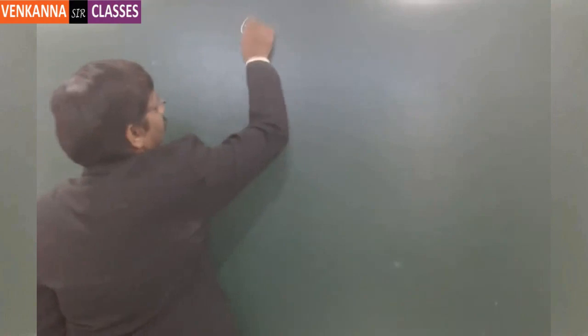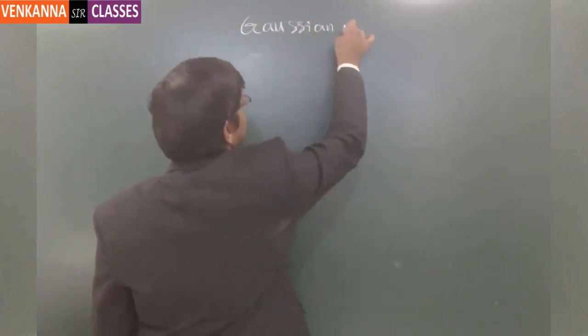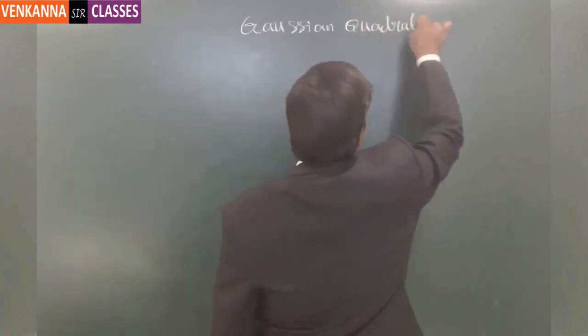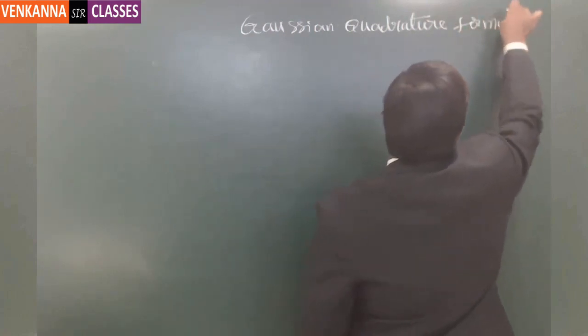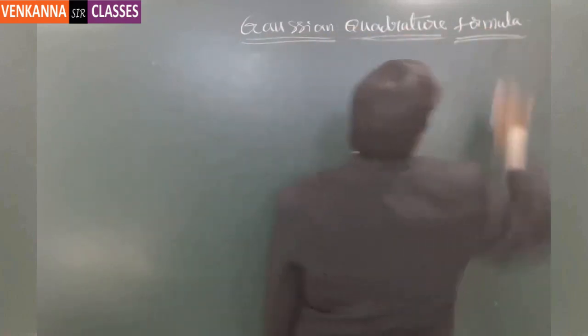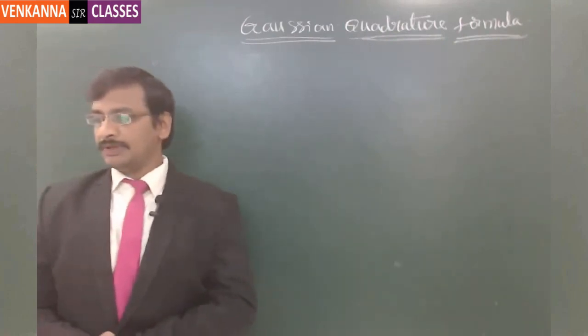Gaussian quadrature formula. So this Gaussian quadrature formula is one type of integration which you can use for numerical integration.